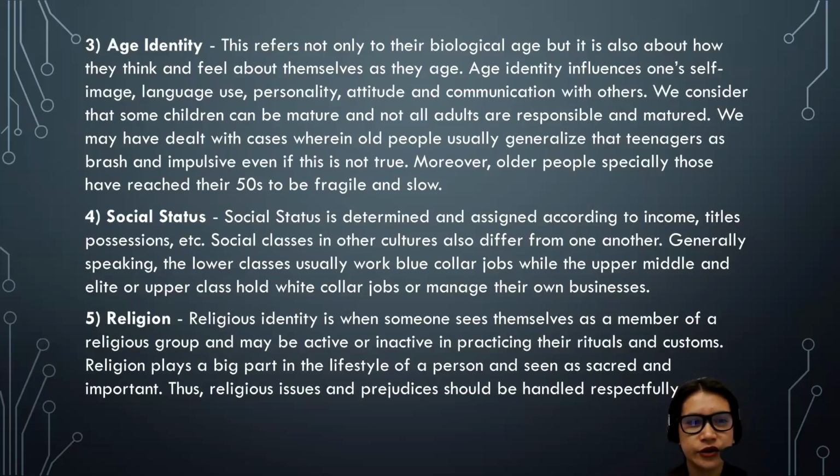Next, social status. So social status is determined and assigned according to income. So how much you earned, okay? How much you are earning. Titles, possessions, okay? So what's your title? Are you a doctor, a lawyer, a teacher, or anything? Possessions, okay? Do you have a lot of money? Do you have many possessions and assets? So social classes in other cultures also differ from one another.